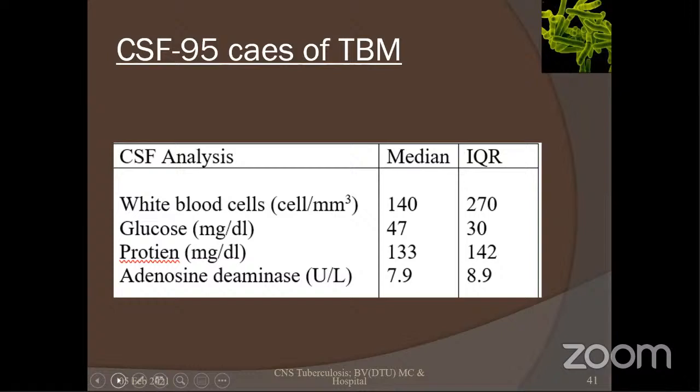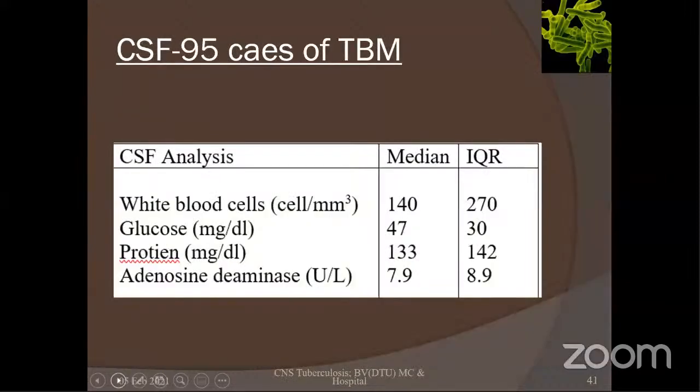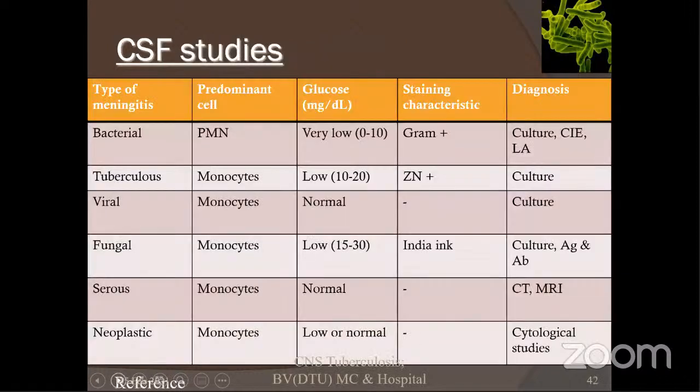In the CSF analysis of our cases, the cells are median range 140, glucose is 47, protein is 133, and adenosine deaminase, which is a marker of cell mediated immunity secreted by lymphocytes, is 7.9. It varies between 5 to 15. If it is more than 15, it's indicative of cell mediated immunity activation, but it can be seen in other diseases also. So it's not only specific for tubercular meningitis.